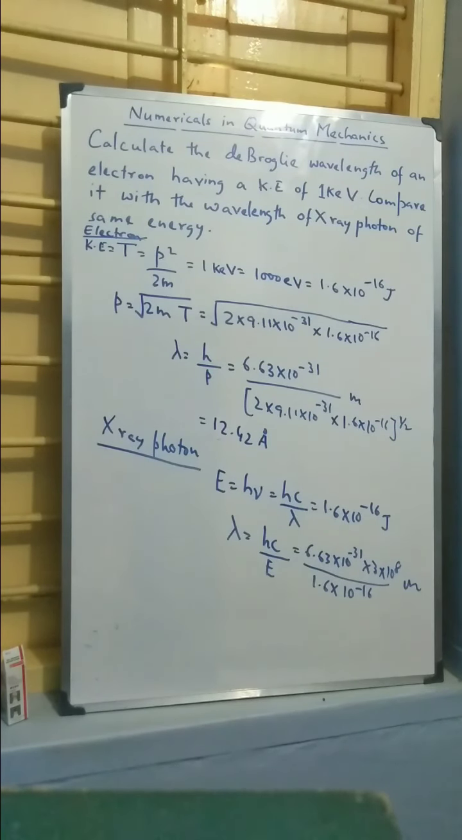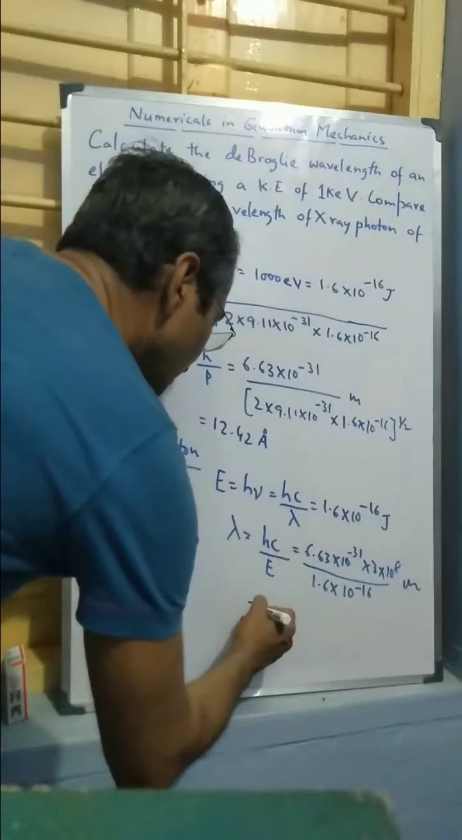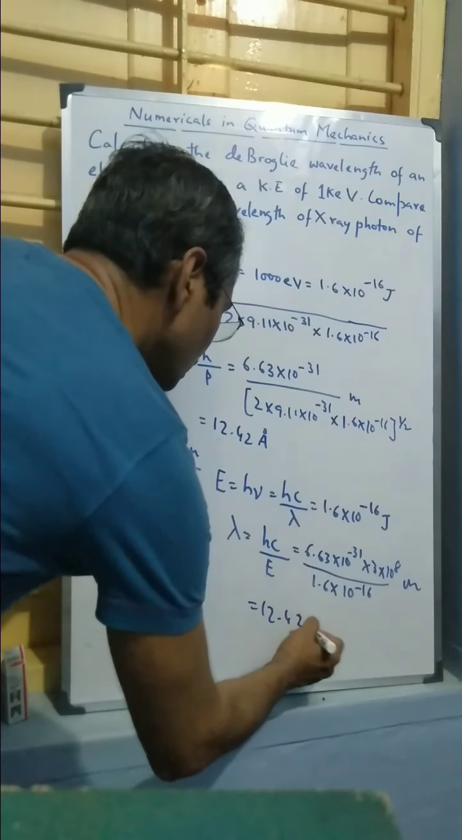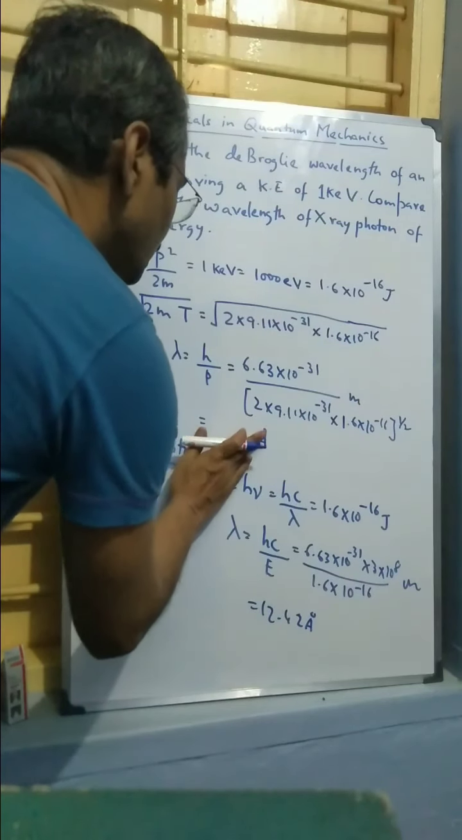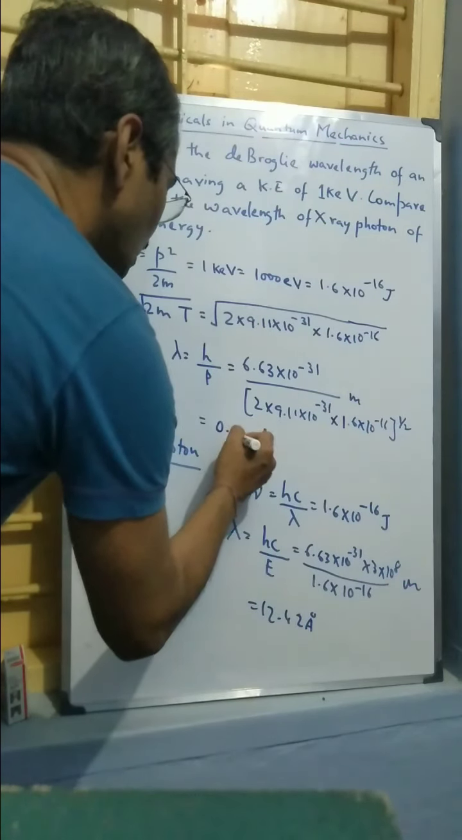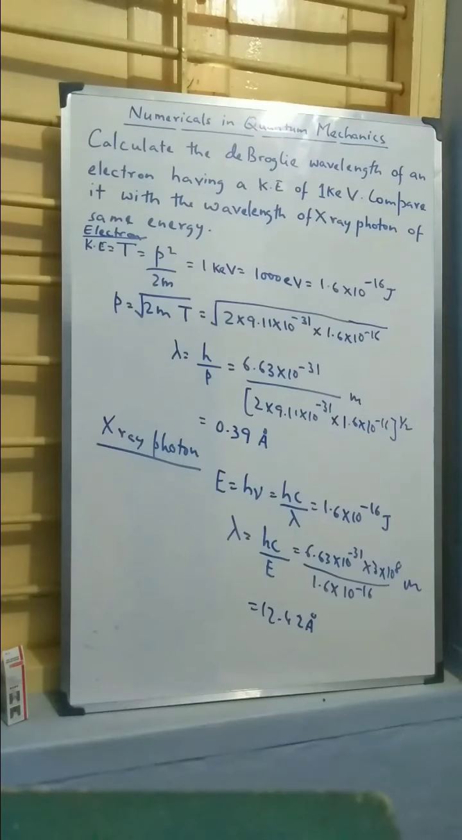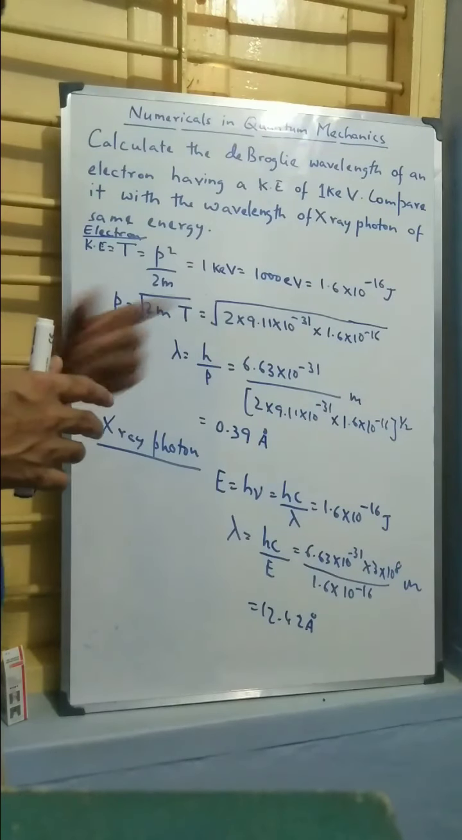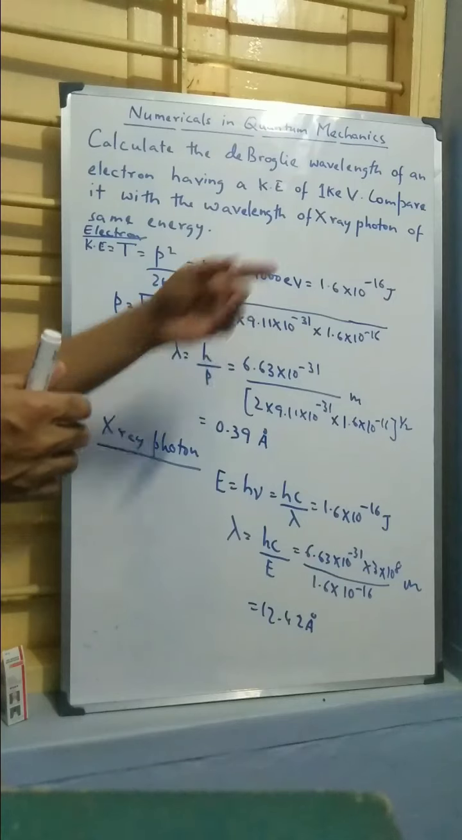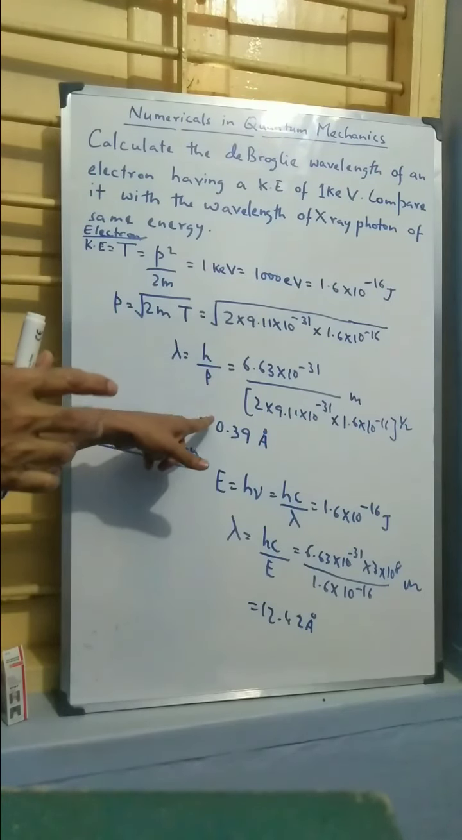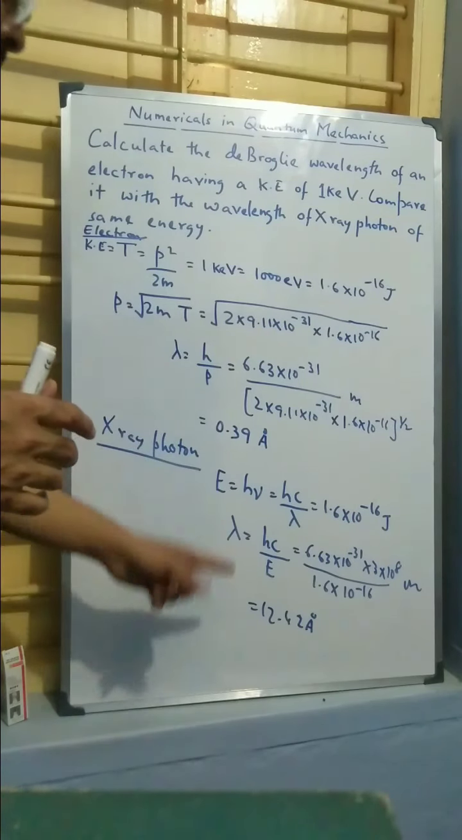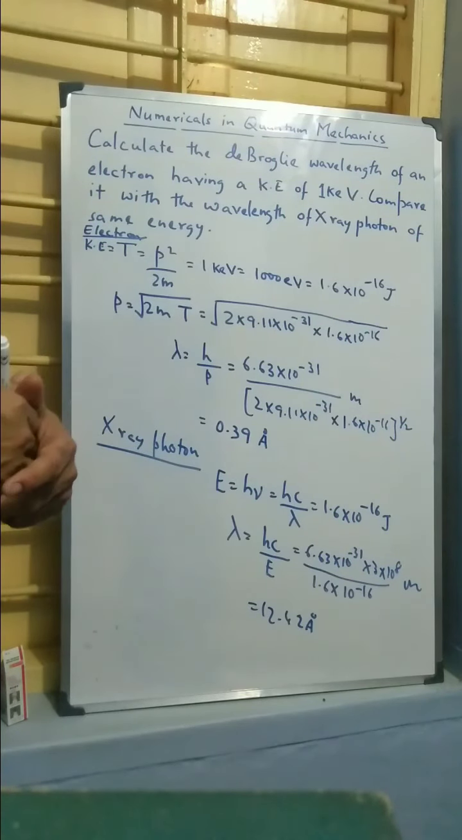Oh sorry, 12.42 was the electron result. I am wrong here, and this should be equal to 0.39 angstrom. You can do that in your calculator, just use the data. What I need to show is that if an electron is moving with such a high kinetic energy, which is 1 keV, then it has a wavelength which is much smaller in comparison to the X-ray photon.